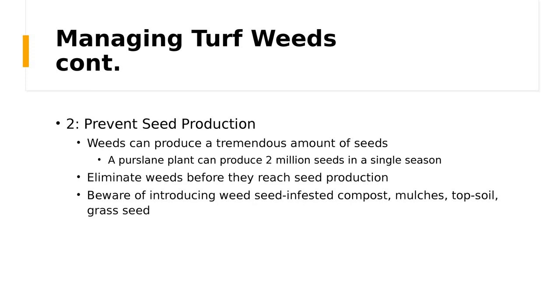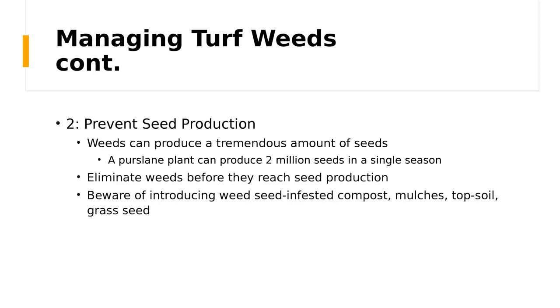So let's talk about number 2, preventing seed production. Weeds can produce a tremendous amount of seeds. We talked about that earlier, right? This is another great example. A purslane plant can produce 2 million seeds in a single season. 2 million seeds. Holy cow. So you got purslane. Well, you're probably going to have purslane for a long time if you don't control the seed production. But we want to eliminate the weeds before they reach seed production so we can stop 2 million seeds from being produced and out there in the turf stand.